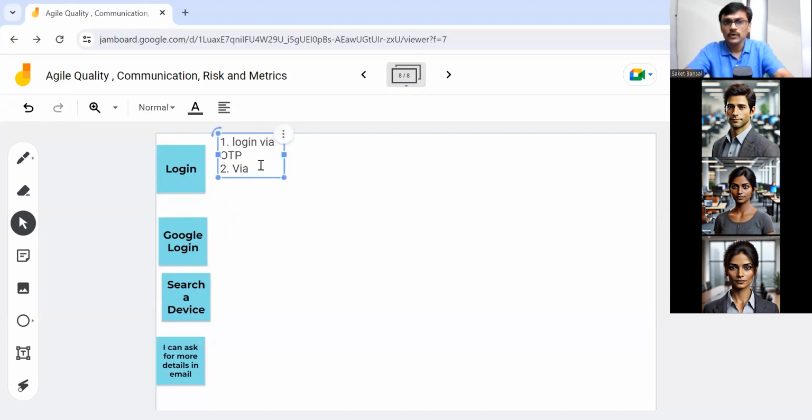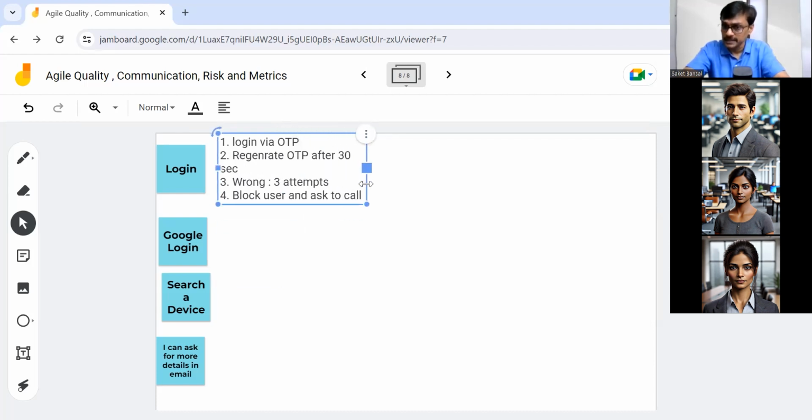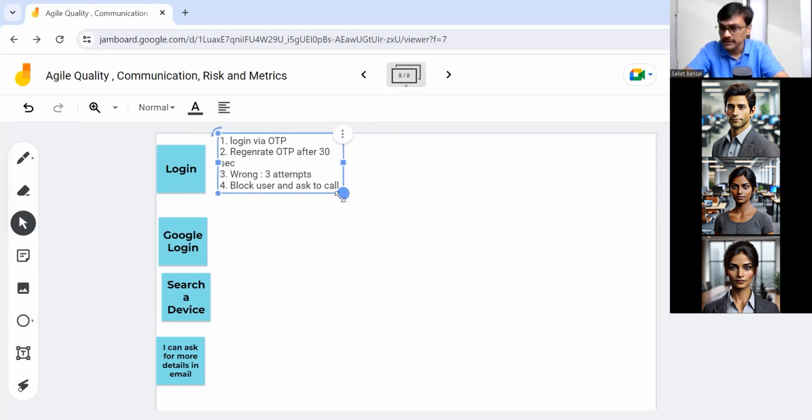Now you have a login via OTP. We can ask, can I regenerate? Yes, you can regenerate OTP after 30 seconds, maybe. How many times? If wrong OTP, 3 attempts. And after 3 attempts, block the user and ask them to call, something like this, depending upon your requirements. So these all will be your acceptance criteria. This is something your customer and stakeholder will really understand.